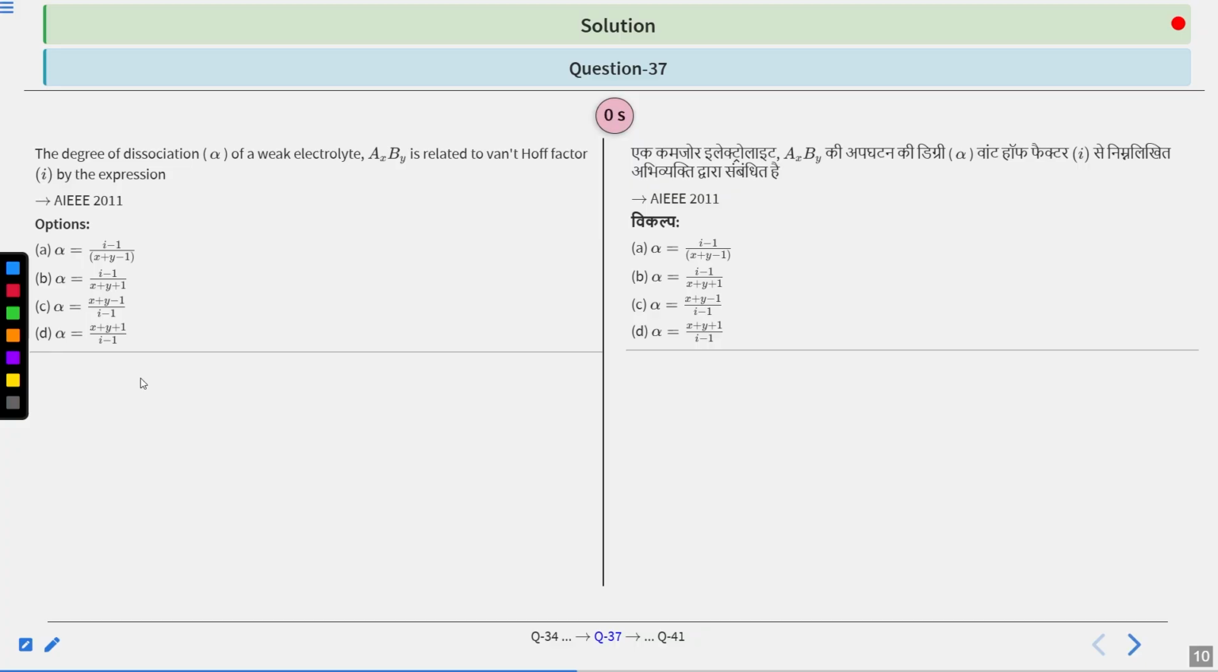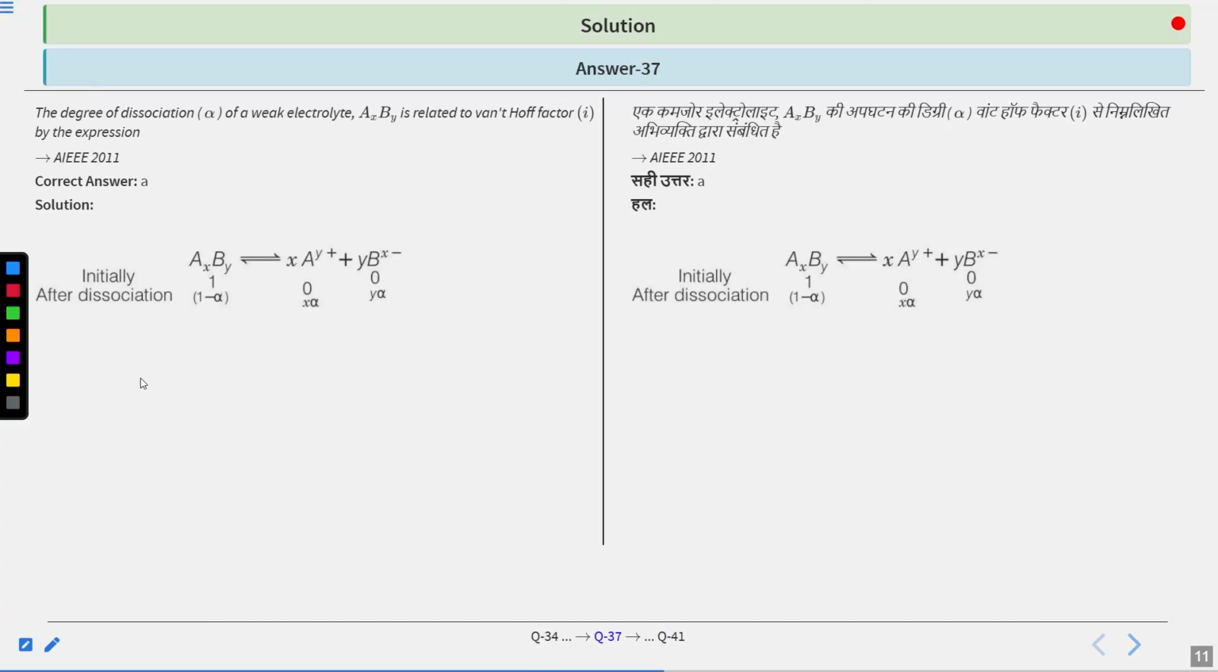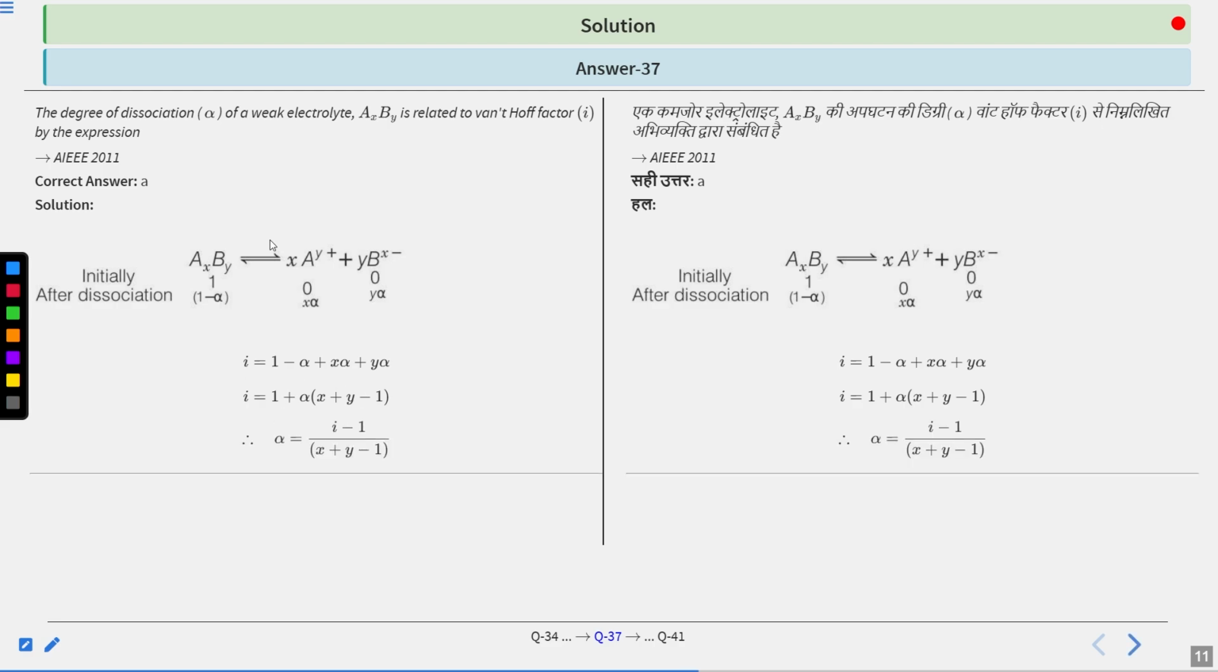So your time is up. Let us see how we can solve it. So the correct answer is A first of all. Again, since it is a weak electrolyte, it will be 1 minus alpha, x alpha, and y alpha. Now, what is i? It is the total number of particles, so 1 minus alpha, x alpha and y alpha. You will add these three, and that will give you this equation. Clear? Now next, you have to find alpha. The question was saying to find alpha. So since this is (x plus y minus 1) alpha, you just subtract 1 from i here and divide by this value. So that will give you alpha.